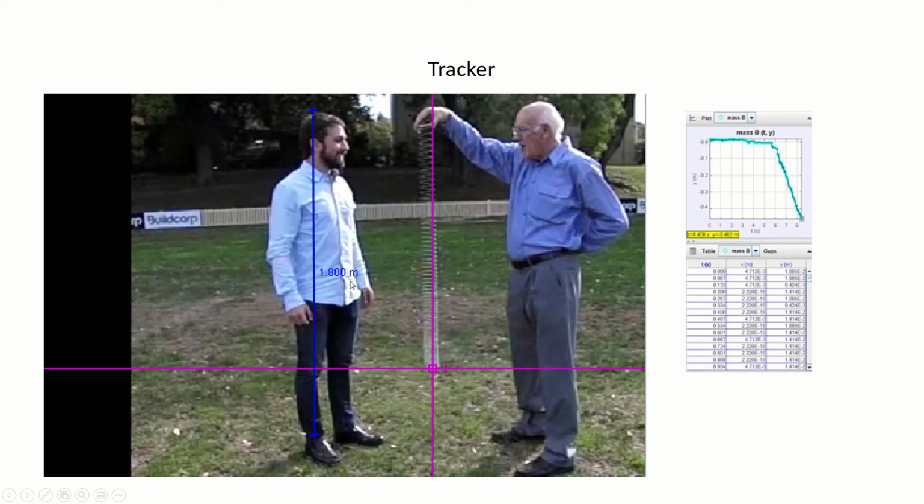So the first thing I did in Tracker was use the man's height as reference. We weren't given the man's height, so I assumed an average height of about 1.800 meters and set the origin to the bottom of the Slinky. And after I plotted all the points, this is the graph we got. As you can see, it's mostly close to flat throughout about 5.7 seconds in. And then after that, it goes straight down in almost a straight line.